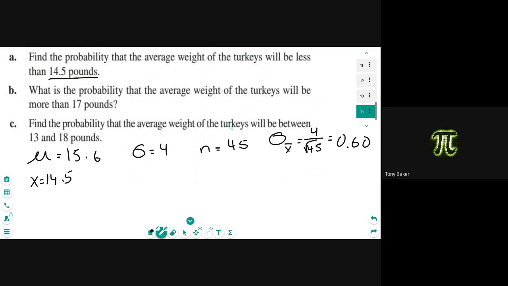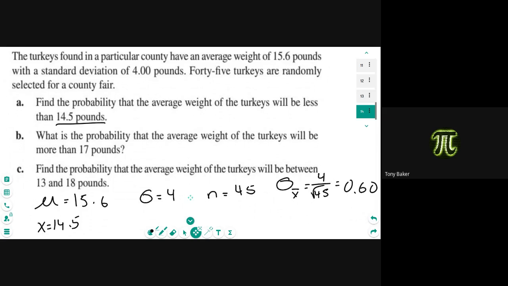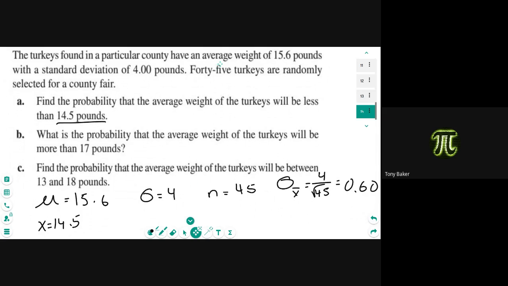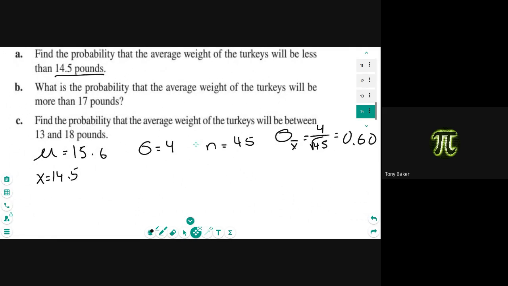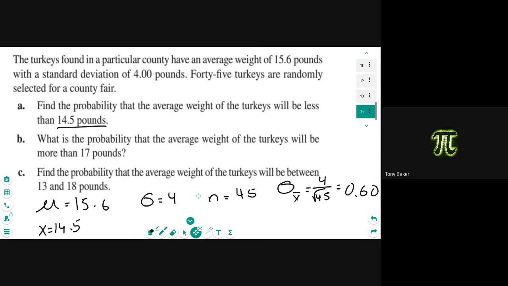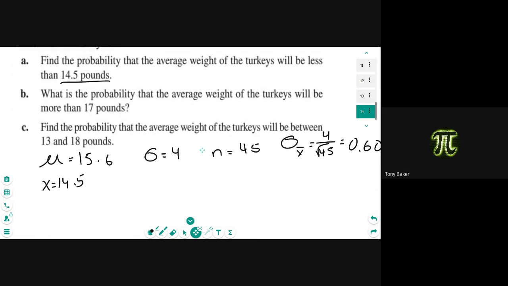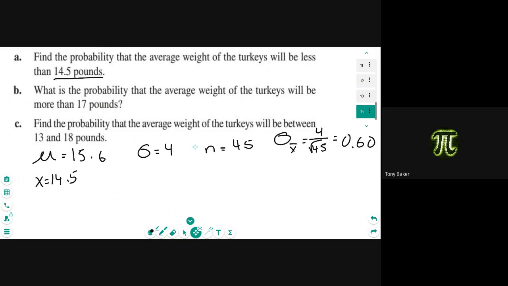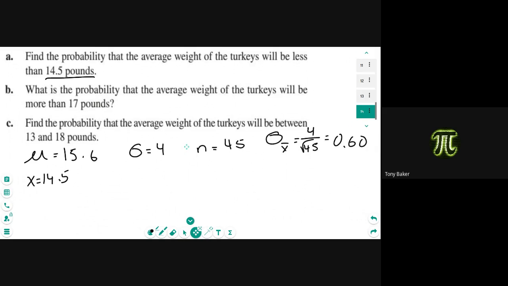It's at the very end of the problem. 45 turkeys are randomly selected for the county fair. Oh. Then we go to the question. It also doesn't help that it's in words and not in numbers. Yeah, just looking for the key pieces of information.